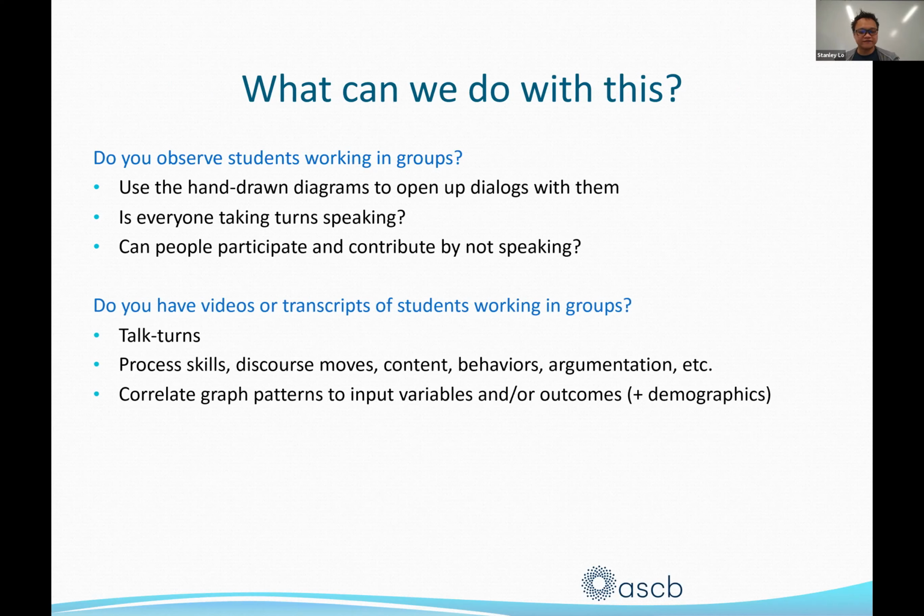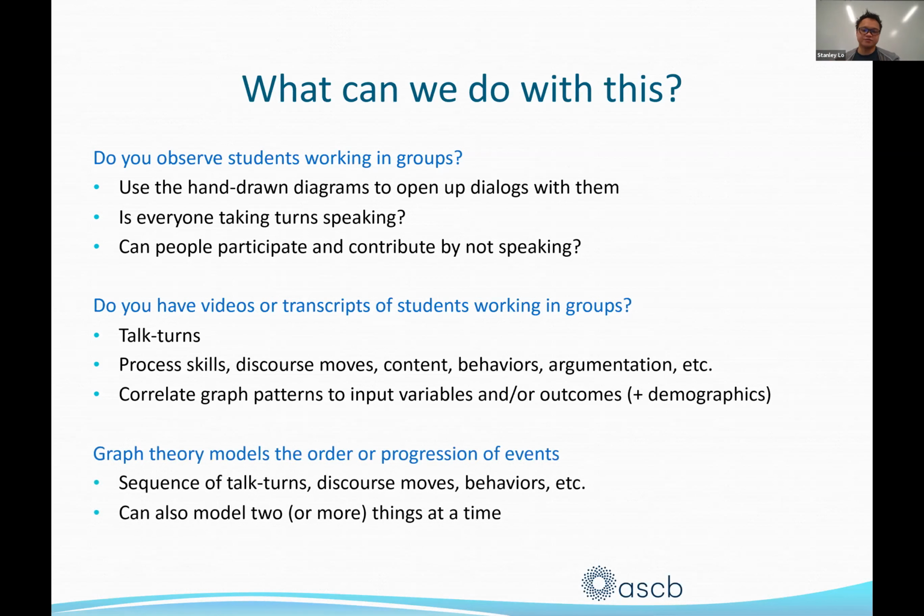If you have videos or transcripts of students working in groups, you can look at talk turns. Some of the things that we're also trying to add to the methodology right now is some kind of quality of what's happening in the talk, so either the content, the behavior, or various kinds of discourse. Are they making some kind of argument? The whole point of this is to quantify what's happening in the group work portion of the first slide that I showed, and then to study what kind of input variables might influence the group work dynamic, and how the group work dynamics might correlate to student outcomes.